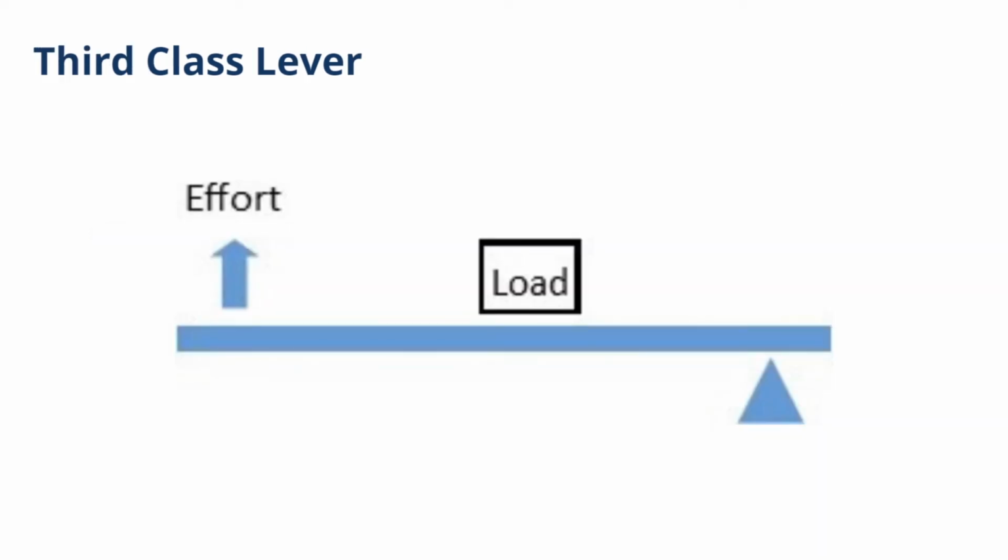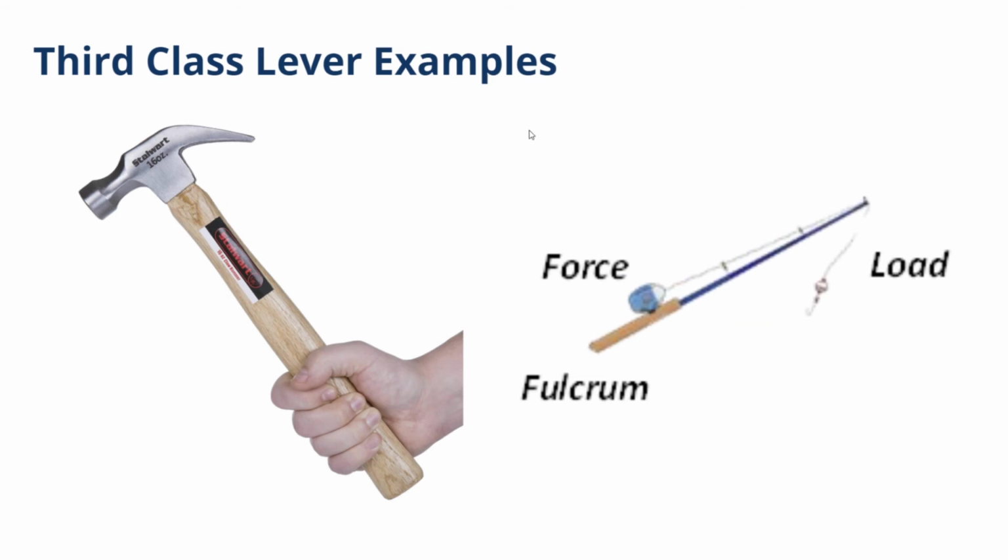A third-class lever is one in which the effort happens between the load and the fulcrum. A common example could be a hammer. A hammer acts as a third-class lever when it's used to drive in a nail. The fulcrum is the wrist, the effort is applied through the hand, and the load is the resistance of the wood, which is right here.